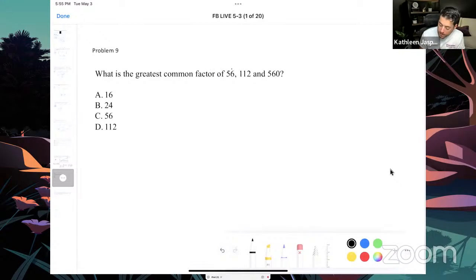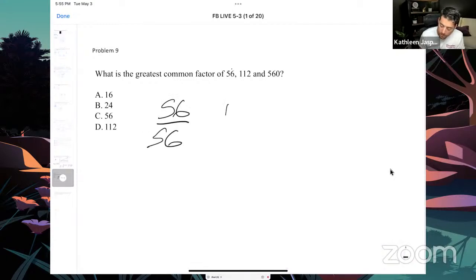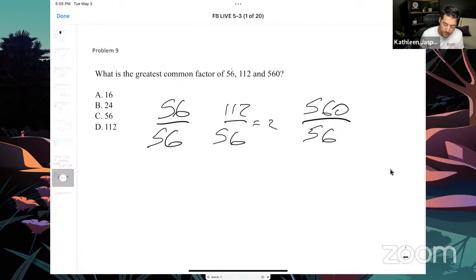So take the smallest of all the numbers and divide it. I mean, we know 56 goes into 56. 112 goes into 56 2 times, and 560 goes into 56 10 times. See how all these are whole numbers? 56 times 1, 56 times 2, 56 times 10. 56 is a common factor, and it happens to be the greatest common factor because that's the biggest one that there is. So that's how that works.